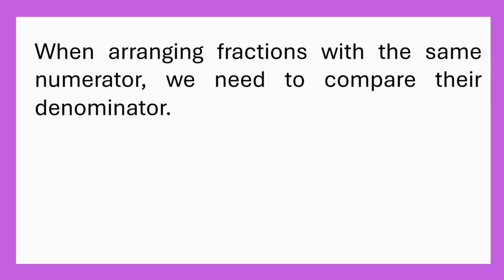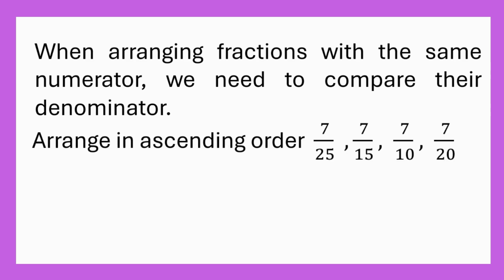When arranging fractions with the same numerator, we need to compare the denominators. Look at this example that says arrange in ascending order: 7 over 25, 7 over 15, 7 over 10, and 7 over 20. Here, there's an important twist. The bigger the denominator, the smaller the fraction.